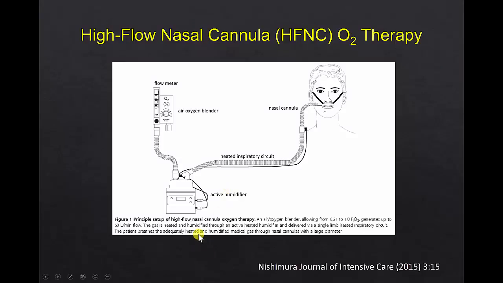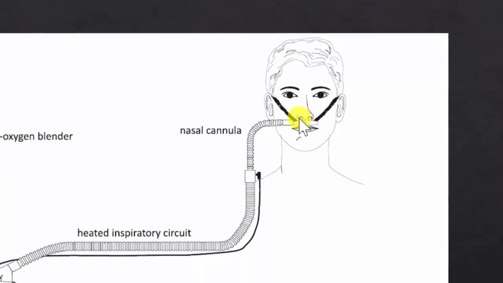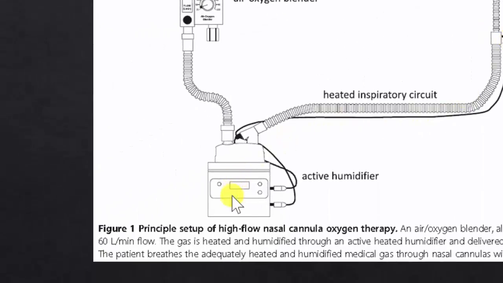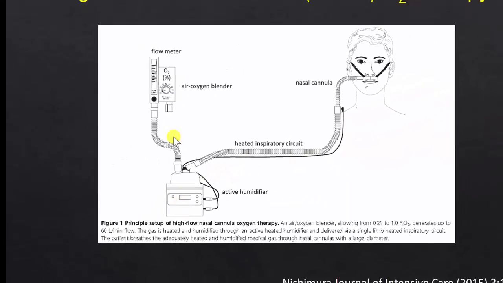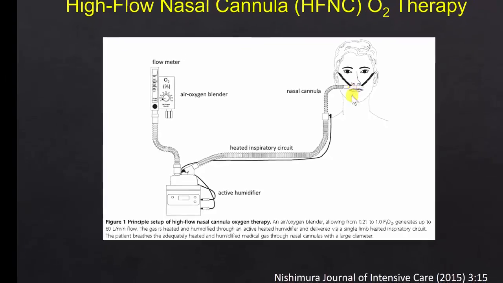Final discussion is high flow nasal cannula oxygen therapy. The setup is actually simple. It's a standard nasal cannula with a tight fit at the nose that connects to a circuit that allows high flow rate of oxygen and humidified air at body temperature. Because the air is oxygenated and humidified, patients can tolerate flows much higher than the standard 2 to 3 liters a minute on a nasal cannula. We have flows as high as 40 to 60 liters a minute.